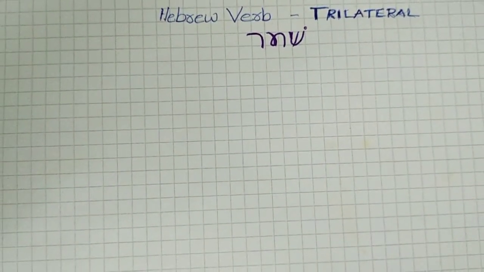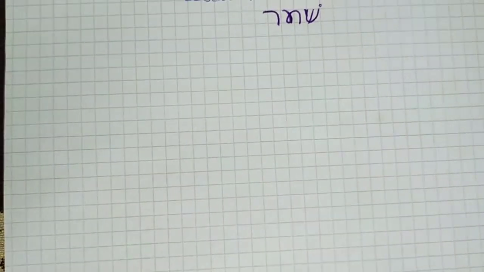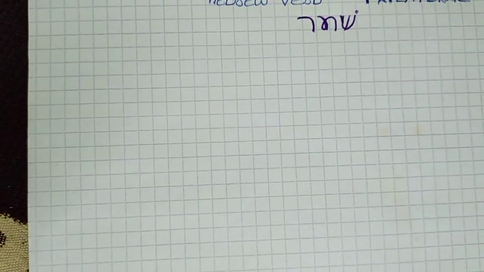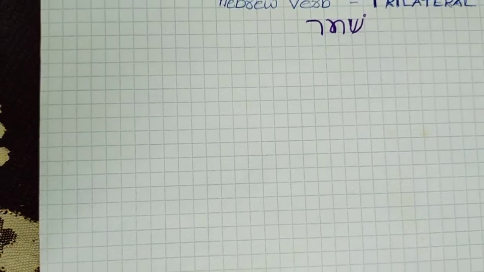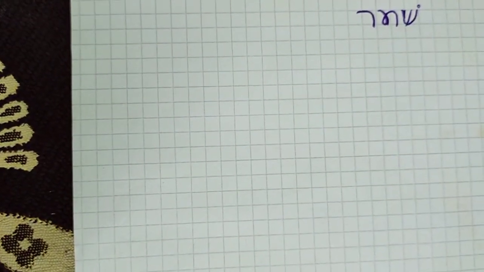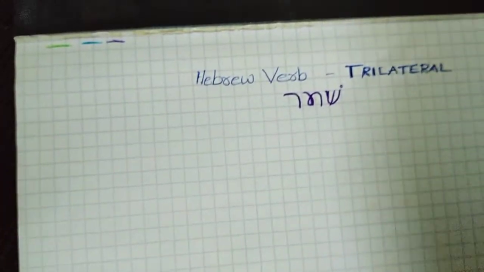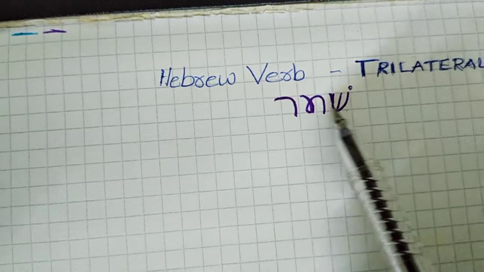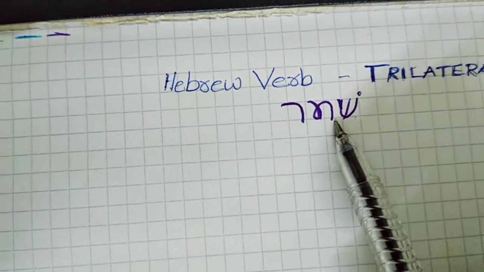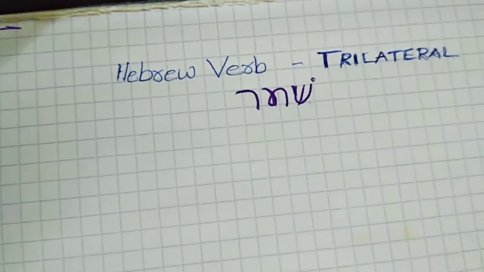Today I'm going to teach you about Hebrew verbs. That is seven Hebrew root verbs that I'm going to teach you. Especially Hebrew verbs are trilateral. Trilateral means that the root consists of three letters. Root meanings, especially if you look at an example, shamar: sha, ma, ra. Those three letters are there, so that is called trilateral.